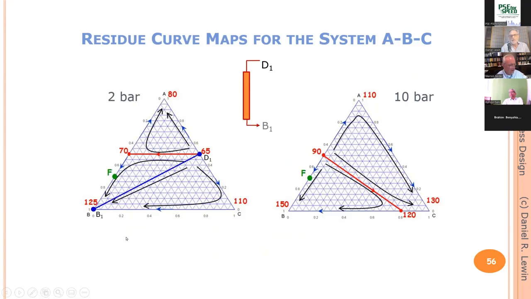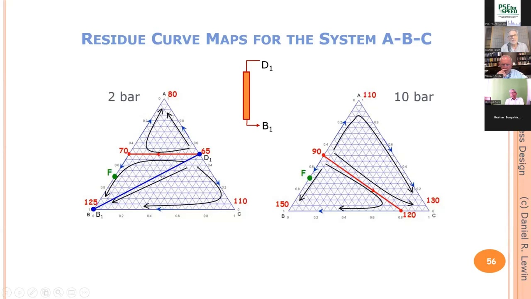to do the design. What is very typical for all of these design problems is, generally speaking, we start by designing from the end to the beginning. So we identify that in the end, we need to have a column between these two vertices at 10 bar, which allows us to produce pure A and pure C.